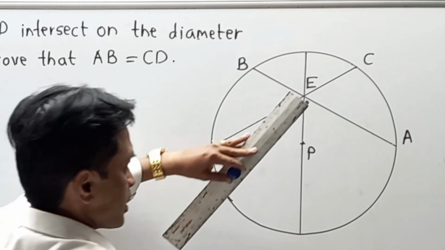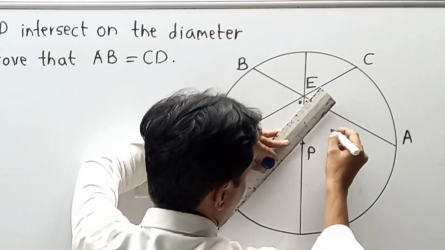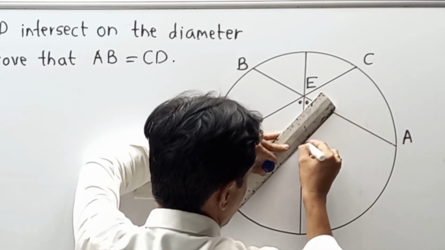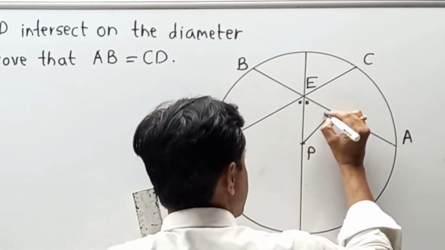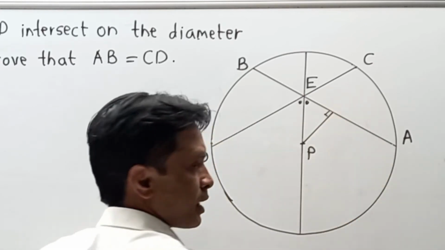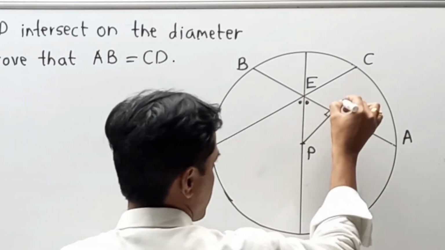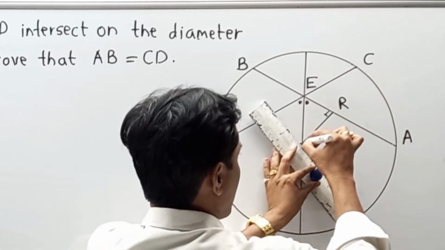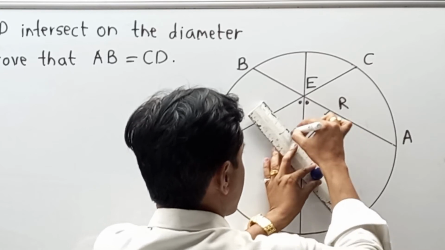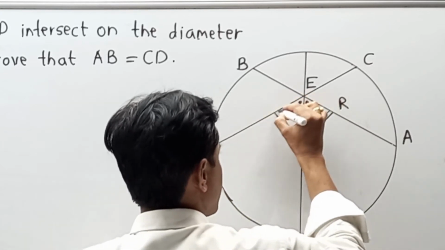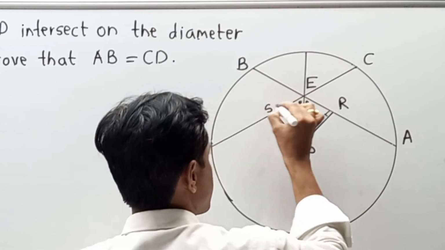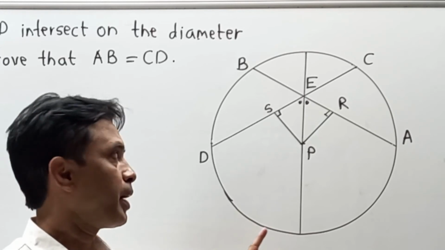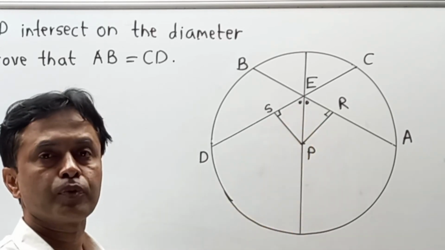Now in that case, from point P we have drawn one perpendicular over here, which makes an angle of 90 degrees. I would call this point R. Similarly, from point P, I want to draw another perpendicular over here, which makes an angle of 90 degrees, and that is S. Now, for proper understanding, we have to complete the proof using these two triangles.